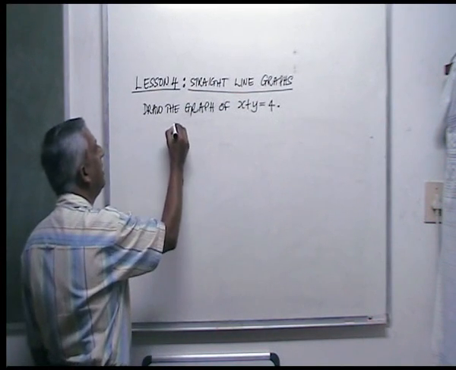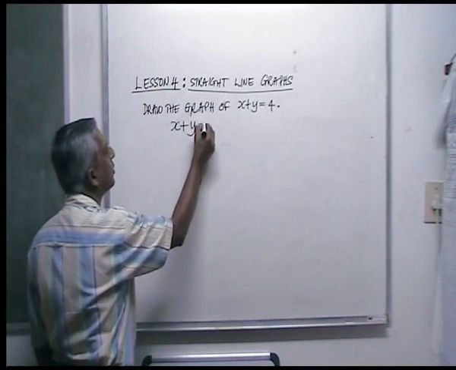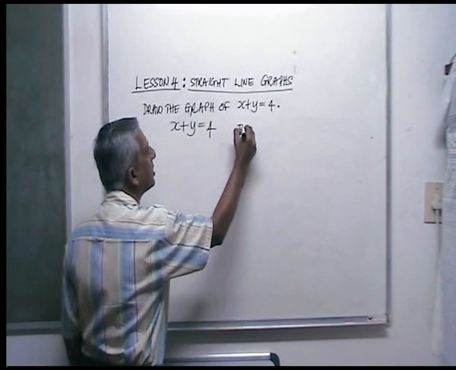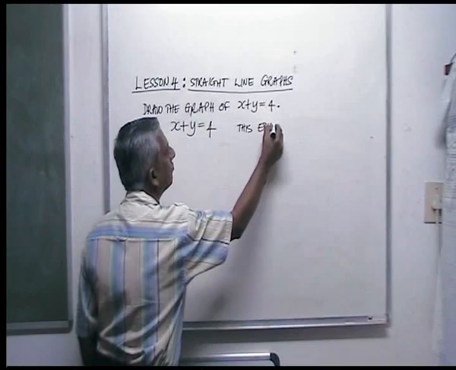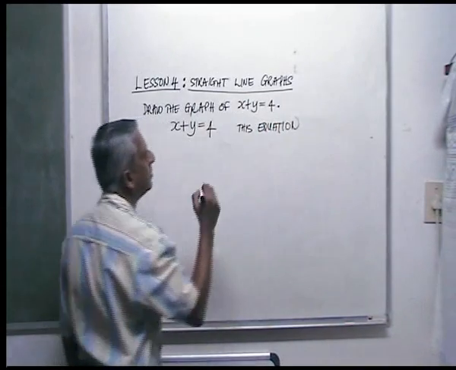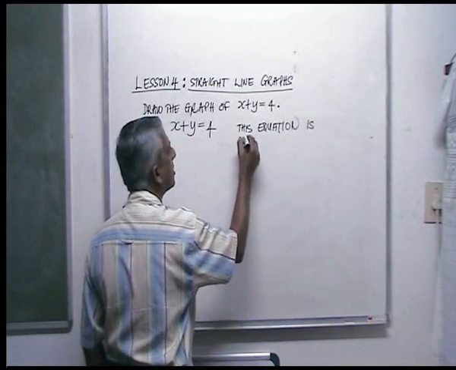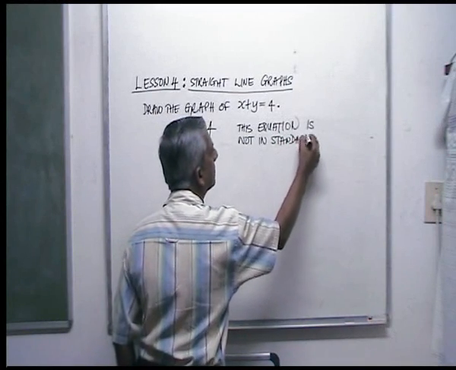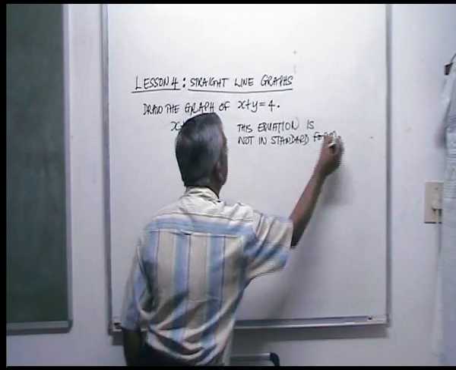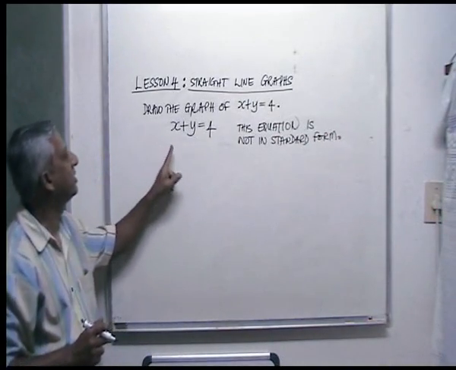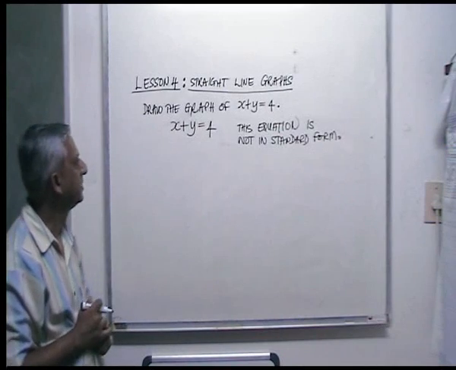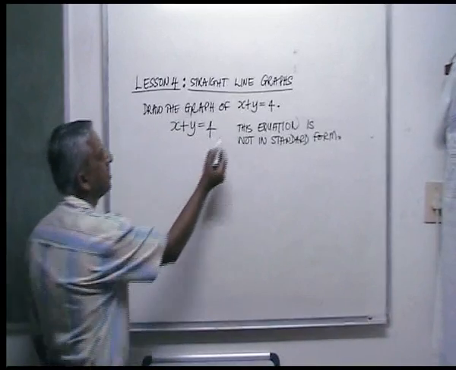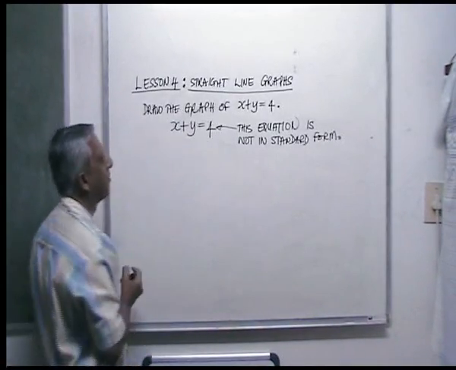So we're going to learn some new words now. If you take x plus y equal to 4, then we say that this equation is not in standard form. We say this equation is not in standard form because it doesn't say y is equal to something. So we have to learn how to bring equations to standard form.